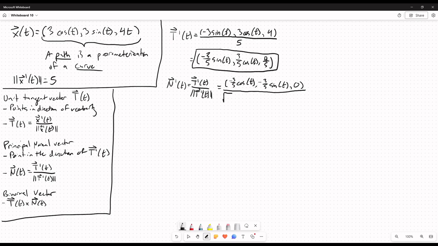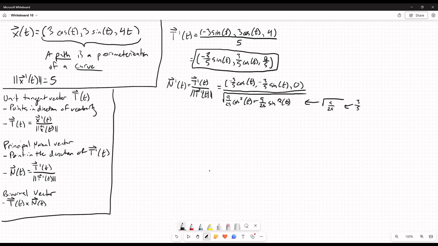So that's going to be the square root of, I'll go ahead and square each of these terms in my head. So that's going to be 9/25 cosine squared of t plus 9/25 sine squared of t. And then 0 is just 0. So this will actually end up being just the square root of 9/25, which ends up just being 3/5.